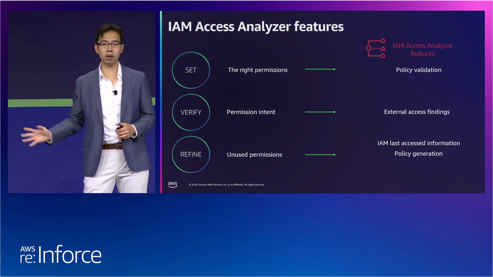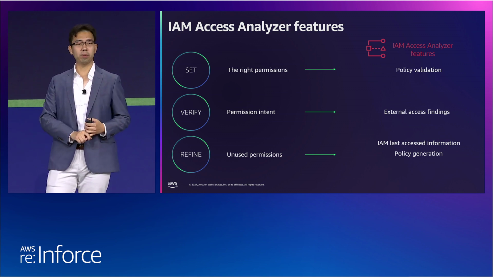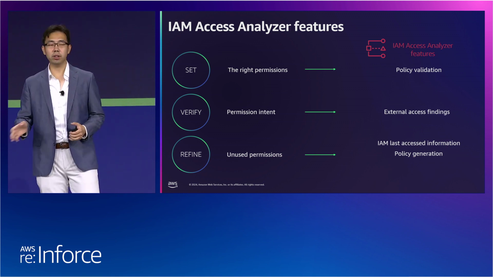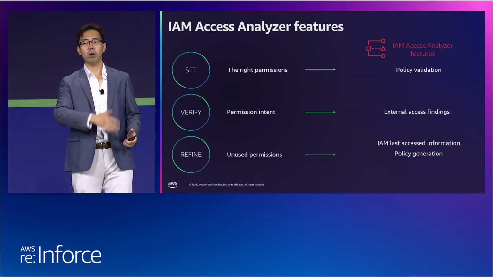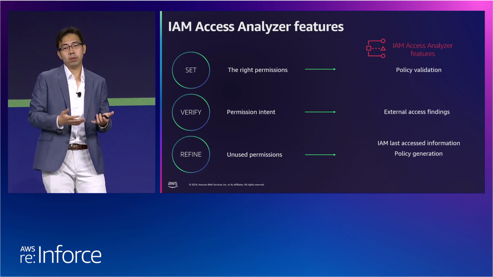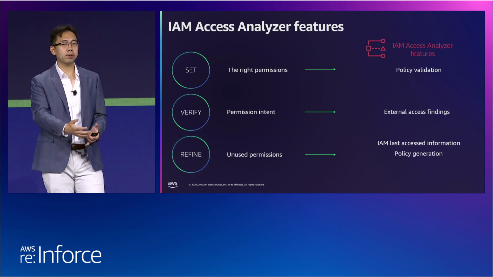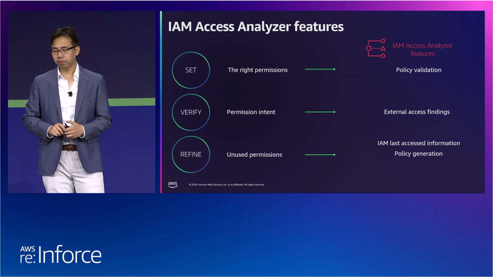And then you get to the refine portion. We have two features. We have last access information. If you have a role or user, you can go into one and ask, what are the actions or permissions that are not being used? Or when was the last time they were used? And once you know that information, you can go back to the policy and scope it down.